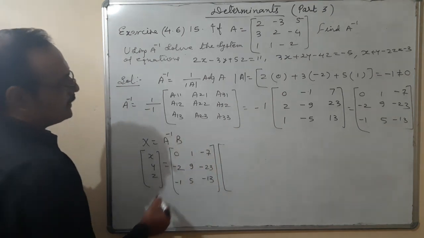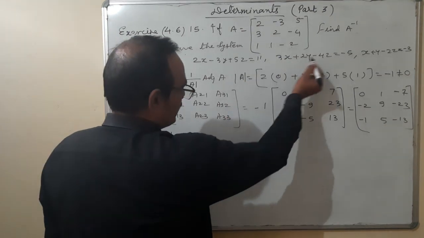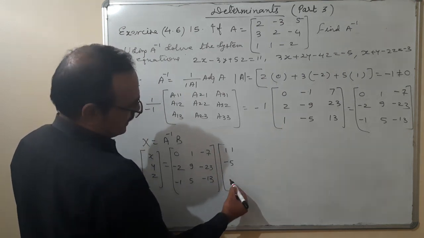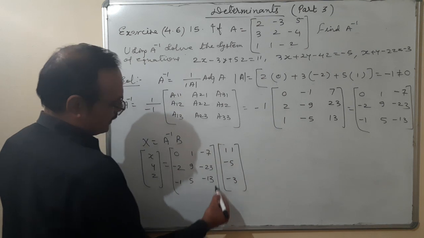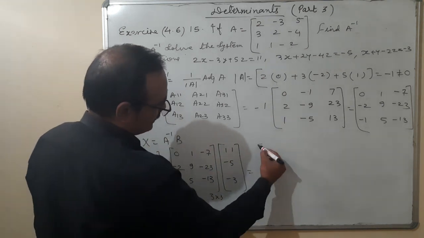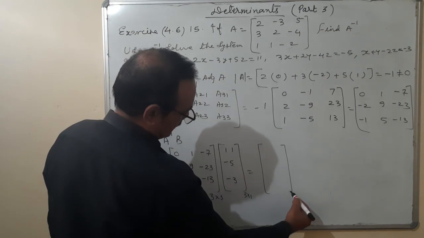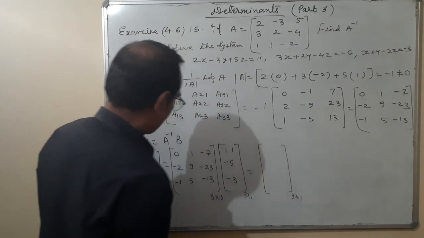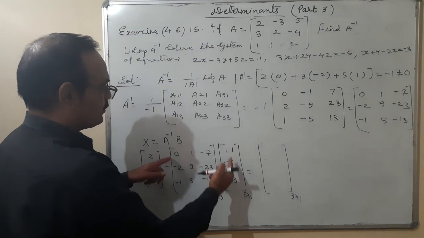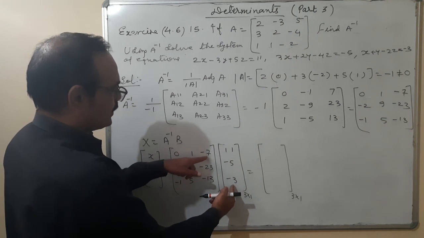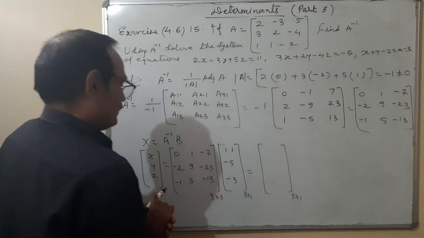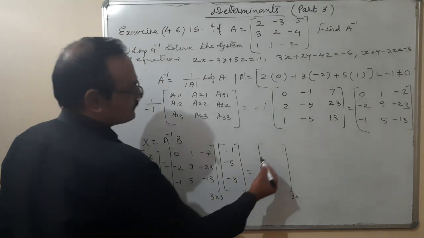A inverse and B, the value of B is the constant term like 11, minus 5 and minus 3. It is 3 cross 3, that is 3 cross 1, and we are getting the result of 3 cross 1. First row multiplied by first column, 0, minus 5, 21. 21 minus 5, 16.